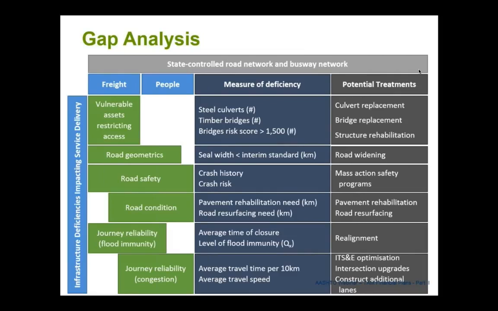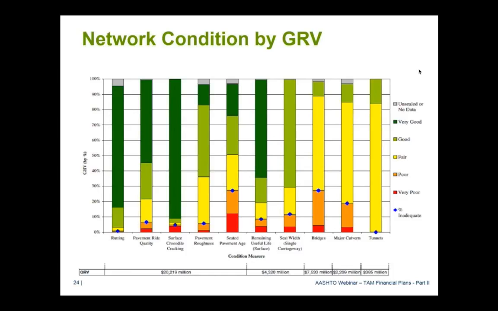In terms of how that gap analysis works, we've defined our levels of service through some of our high-level strategies, through moving freight and moving people strategies, and looked at the service delivery components that are aligned to those levels of service, and set them out according to some deficiencies that we measure against those levels of service. I won't go into that in too much detail.